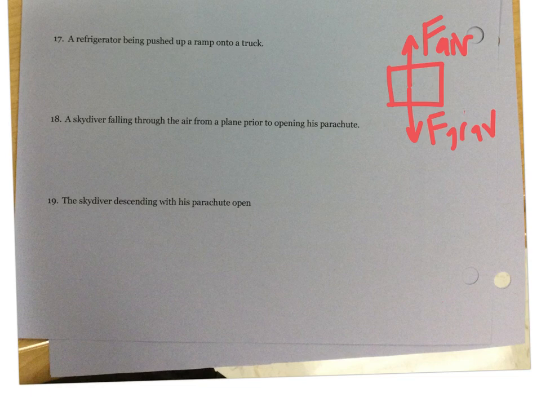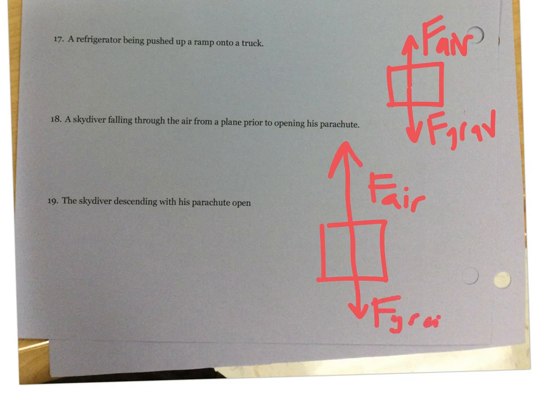And then the last one here says a skydiver descends and his parachute actually opens. So now that his parachute is open, we have a very big arrow for our air resistance force, which hopefully is smaller than the gravity force that's pulling him down, which would help to stop him from crashing into the ground.